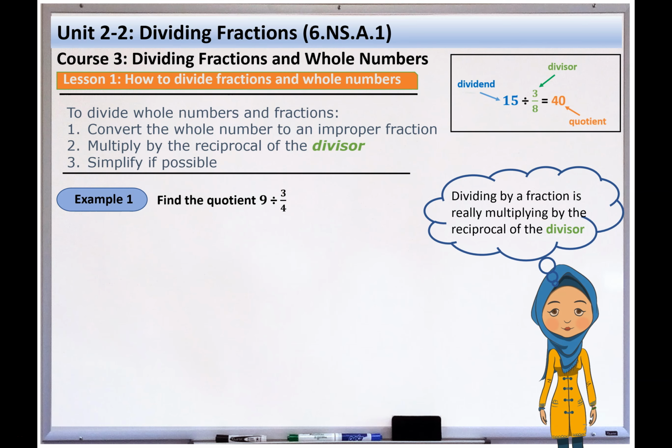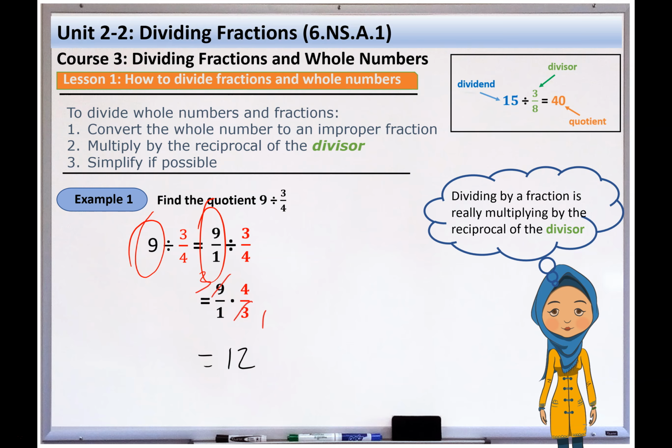So as I just said, to divide whole numbers and fractions, we have to convert the whole number to an improper fraction, meaning divided by 1, and then multiply by the reciprocal of the divisor, and if we can, simplify. So 9 divided by 3/4, we convert 9 to an improper fraction, then multiply by the reciprocal. In this case, we can simplify before we multiply, and our answer is 12. So again, the whole concept of multiplying by the reciprocal does not change when the type of fractions change.